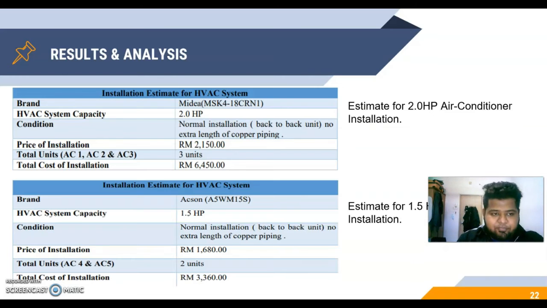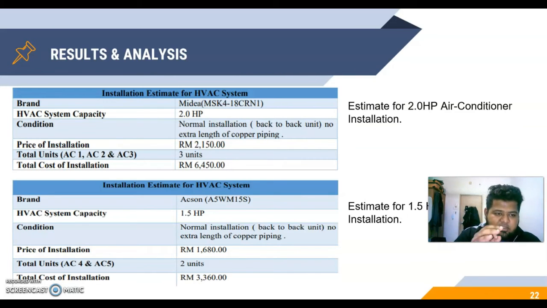Okay, so this 2.0 horsepower aircon, the condition for this installation is normal installation. By normal installation I mean back-to-back unit. When you buy aircon, you will get around 10 feet of copper piping. So normal installation is back-to-back unit and no extra length of copper piping. When there's extra length of copper piping, the pricing is totally different. Since all the systems in the small mosque were back-to-back installation, this is the estimate of the pricing.